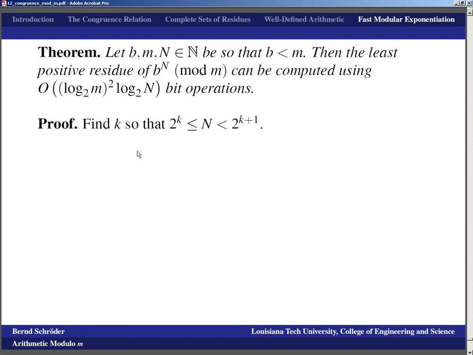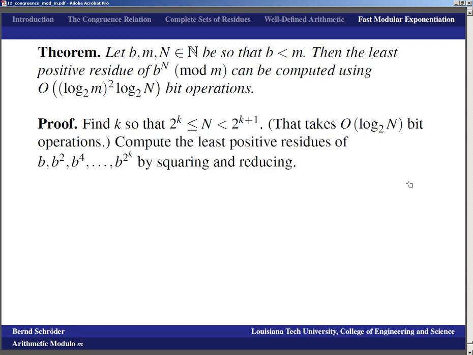Okay, so the proof is we're going to find a k so that 2 to the k is smaller or equal than n, which in turn is strictly smaller than 2 to the k plus 1. And that takes capital O of log 2 of n bit operations, because you just compare powers of 2 to n until you bust through the ceiling here. And then you compute the least positive residues of b squared, b to the 4th, up to b to the 2 to the k by squaring and reducing. And that takes capital O of (log 2 m) squared times log 2 n bit operations.